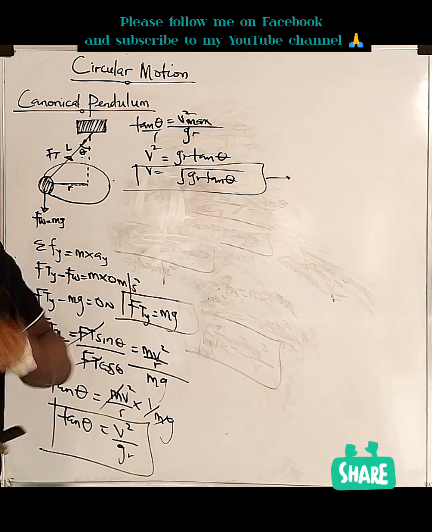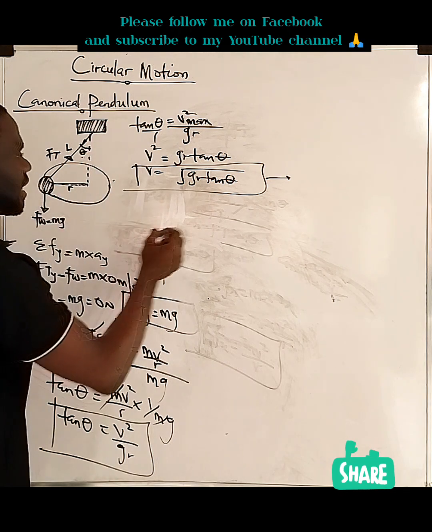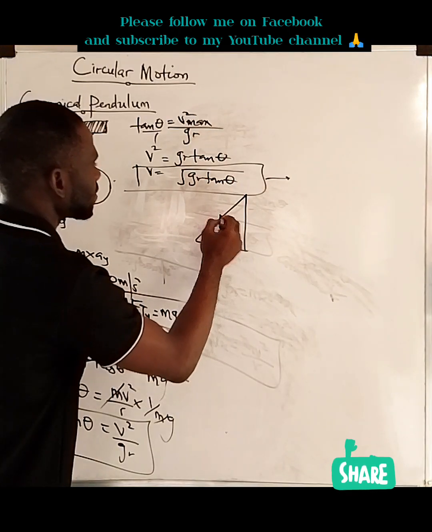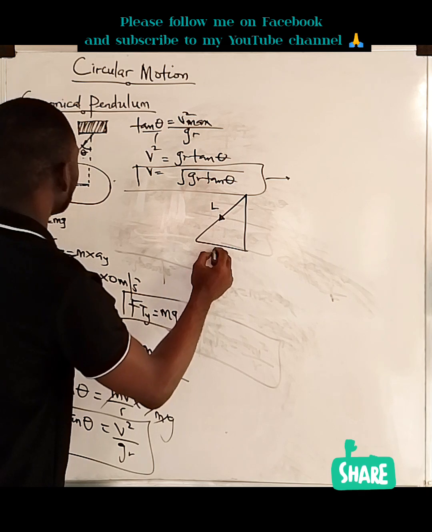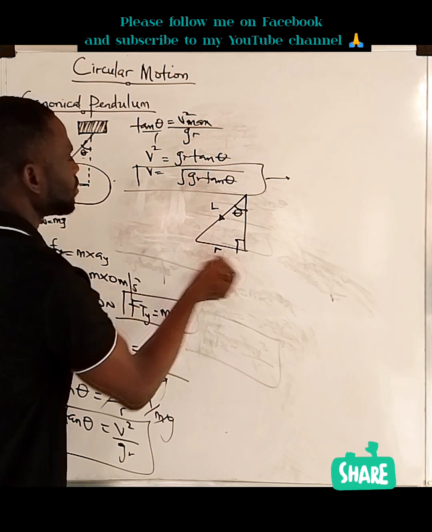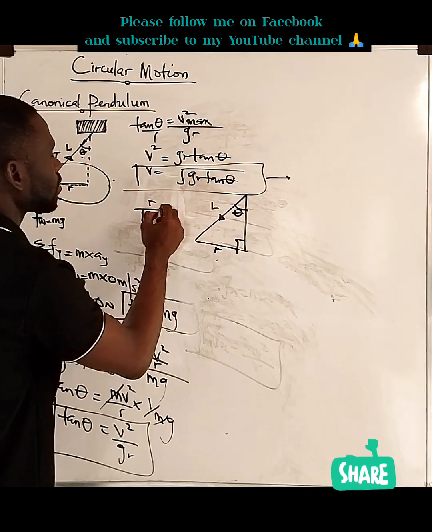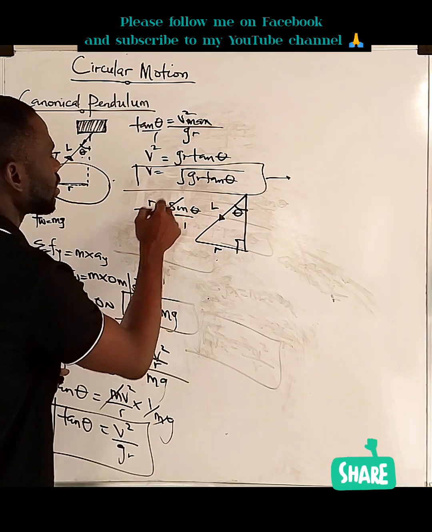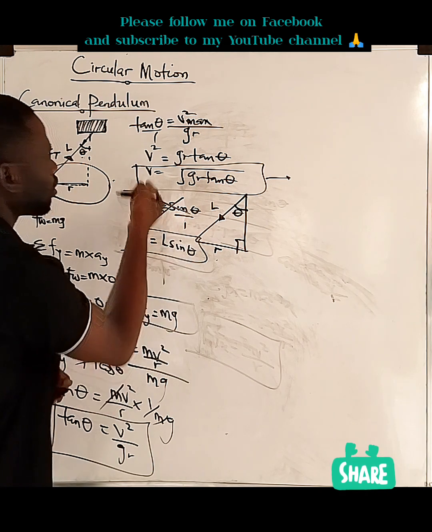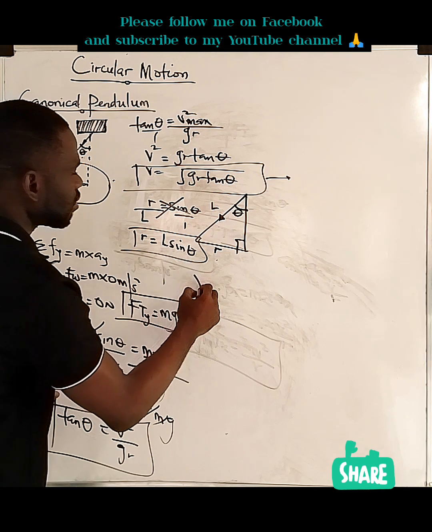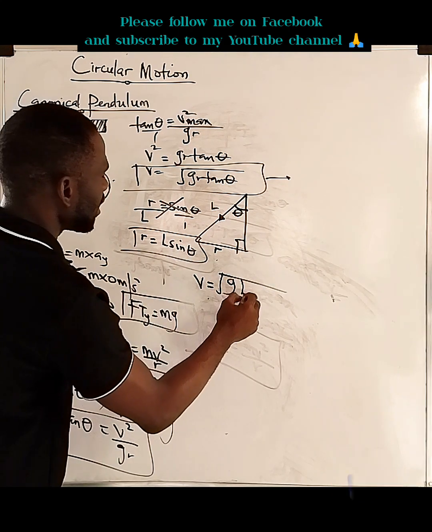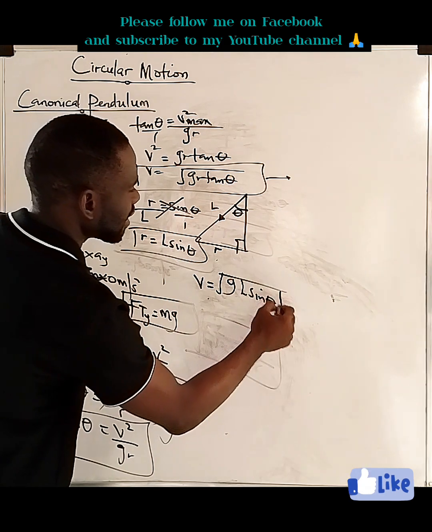So we can also come up with something. If you look at this length, the length of the string, here is the length of the string, and right here is the radius, opposite this angle. So this is the opposite over the hypotenuse. So the radius over length equals sine theta. So the radius is L sine theta. We could substitute this into the formula, which will give us a new formula: gravity times radius, which is L sine theta, times tan theta.